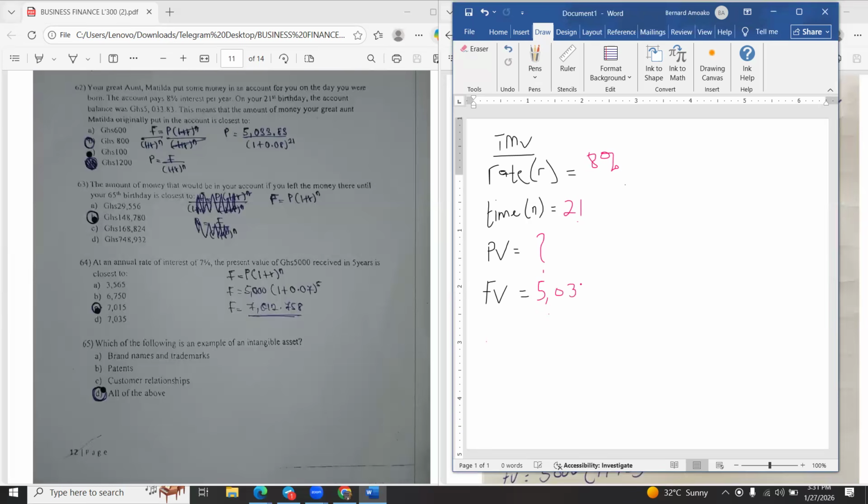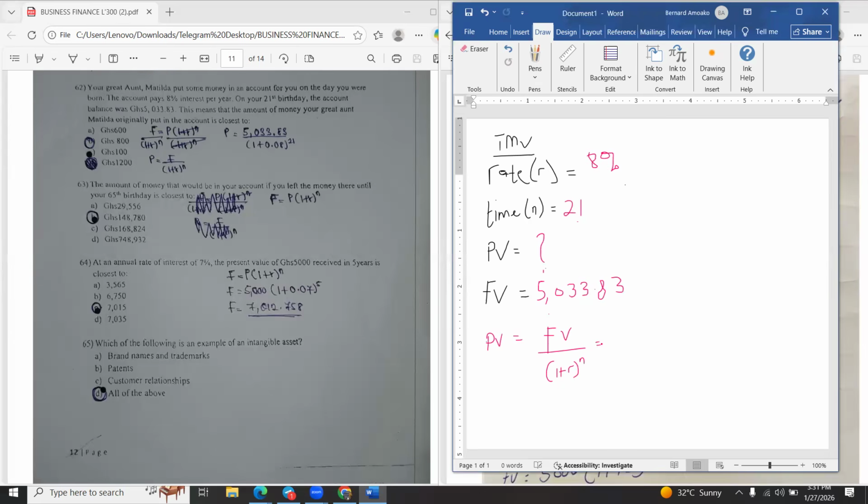In the 21st year, we would find this amount of money in our account. So the question is, how much did my auntie save for me when I was giving birth? That means, what was the present value of that future value that has been given? So quickly, we use the formula: present value is equal to the future value over 1 plus r raised to the power n.